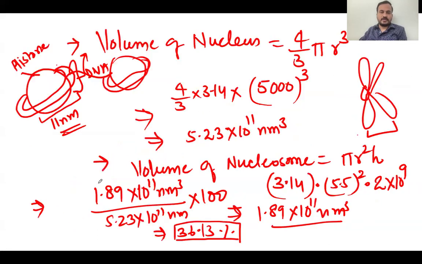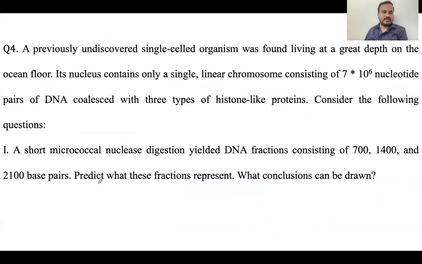Let's move to the next question, question number 4. A previously undiscovered single-cell organism was found living at a great depth on the ocean floor. Its nucleus contains only a single linear chromosome consisting of 7 into 10 to the power 6 nucleotide pairs of DNA, coalesced with 3 types of histone-like proteins. Consider the following questions. So there are 2 parts. The next question is in the next slide.